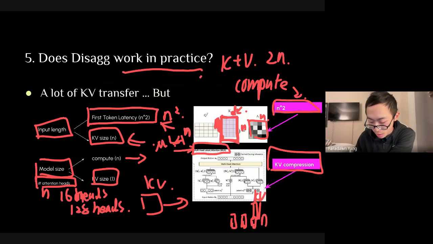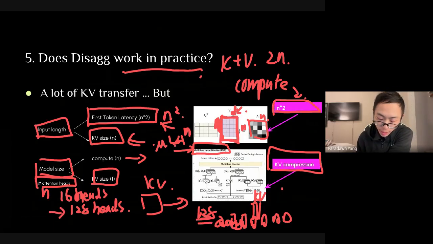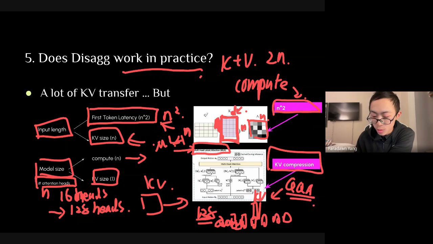This KV compression means you only have one KV head with 128 query heads. So even if your number of heads grows to 128, your KV head is only one. This also applies to grouped query attention, which reduces the KV heads. Therefore, the KV size doesn't grow with the model size. Therefore, your KV size is within bound, and it won't bottleneck your entire compute.